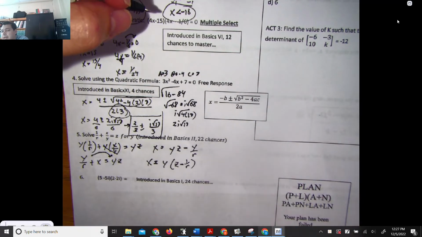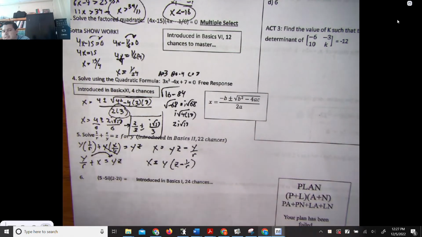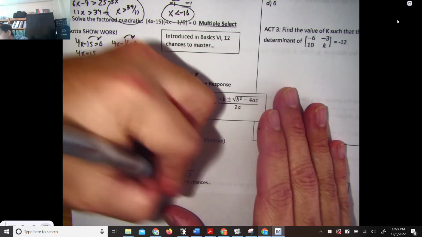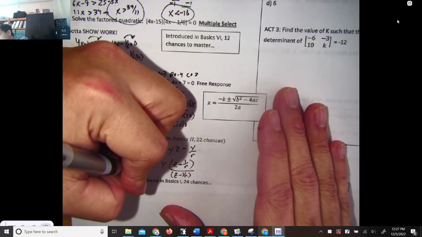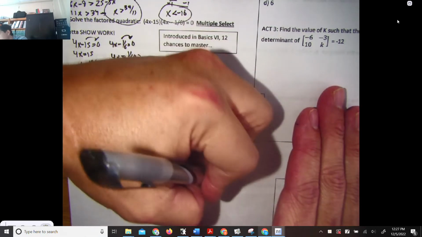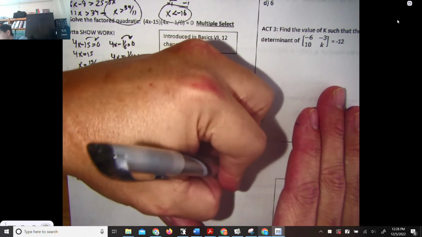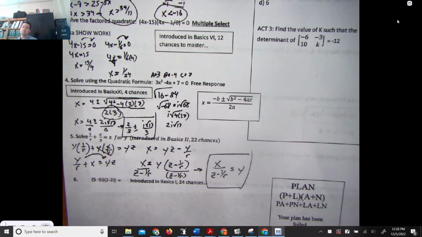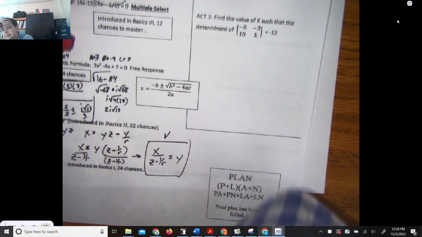And now I'm going to divide. I'm trying to make this as easy as possible. I really am. I divide both sides by z minus 1 over r. And I get that x over z minus 1 over r is y. That's one way of doing it. Nothing wrong with that. If you can get a little farther than this, I'll give you a little extra.